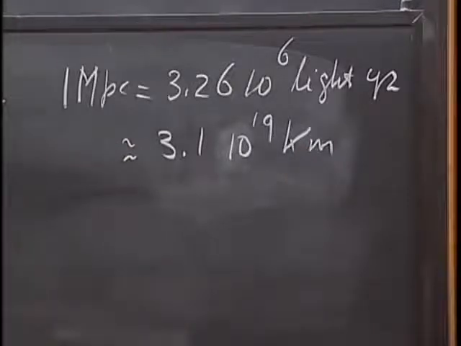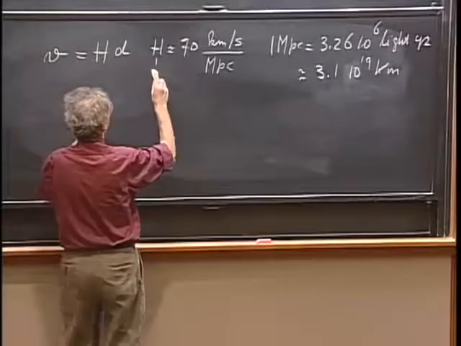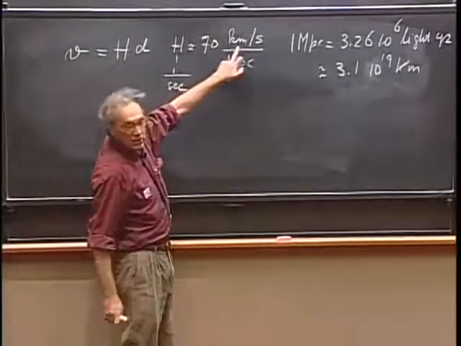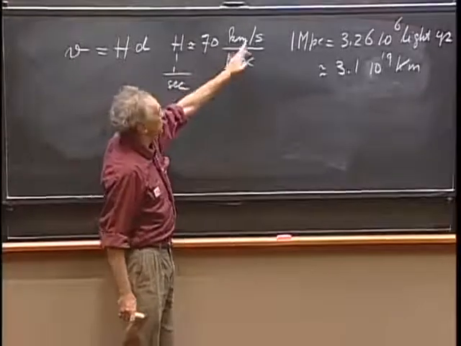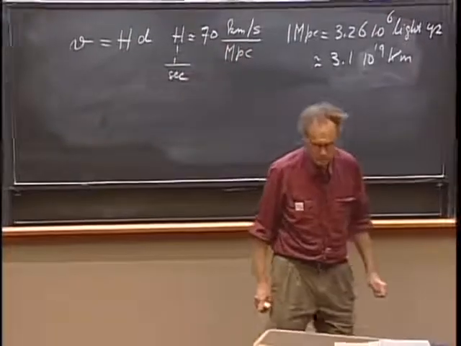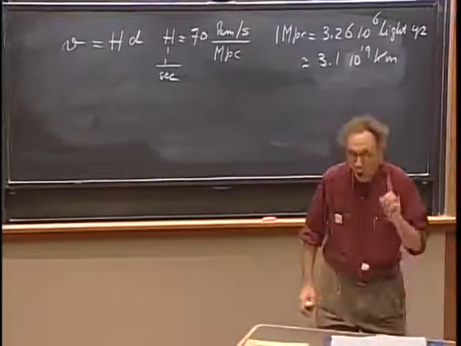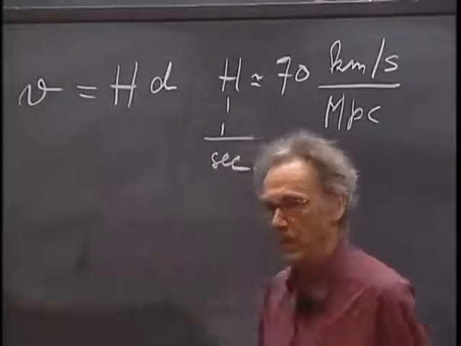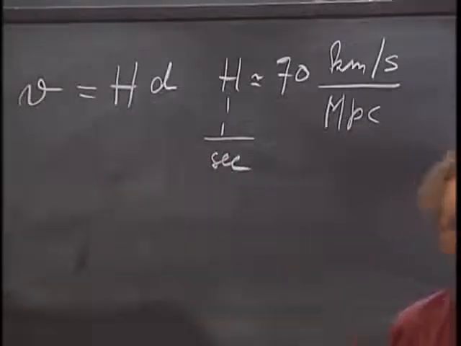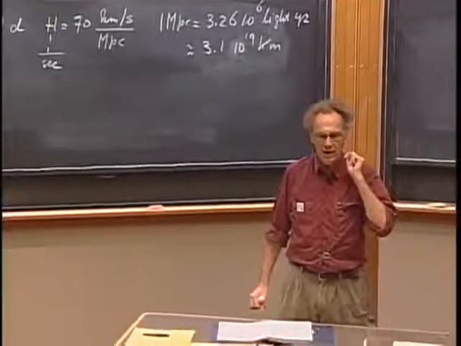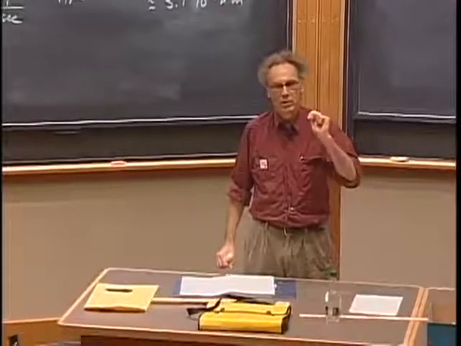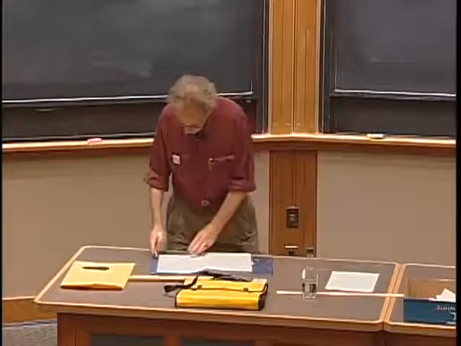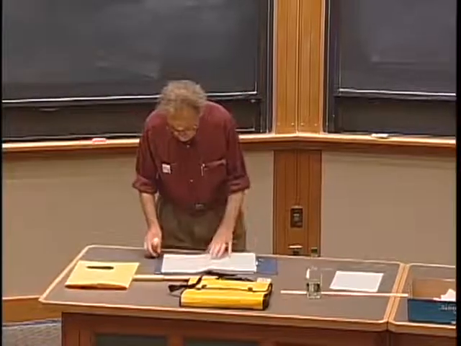Notice that the dimension of Hubble's constant is 1 over seconds, 1 over time, because kilometers is distance and megaparsecs is distance, so it is 1 divided by second. Hubble himself found a value of 500 kilometers per second per megaparsec. The reason was that he had a different estimate for the distance. He thought that the distance to the galaxies in his sample was 7 times smaller than what we think today.